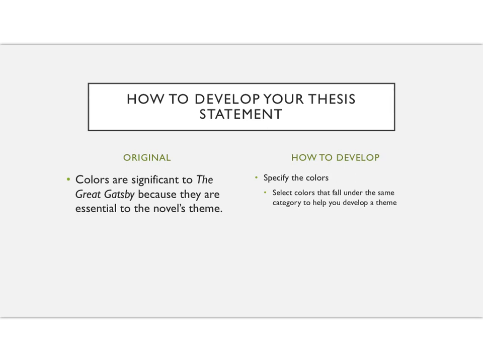So remember, the original thesis statement that we started out with is this one here: "Colors are significant to The Great Gatsby because they are essential to the novel's theme." So how did we develop this to make it more specific? Well, we took it step by step. The first thing we did was specify the colors. And again, as I said, find the common denominator: select colors that fall under the same kind of category, the same kind of symbol, to help you develop a theme.